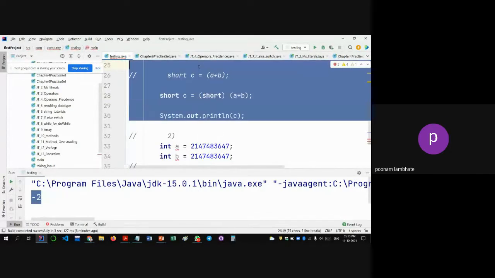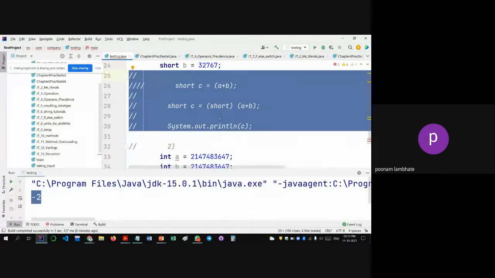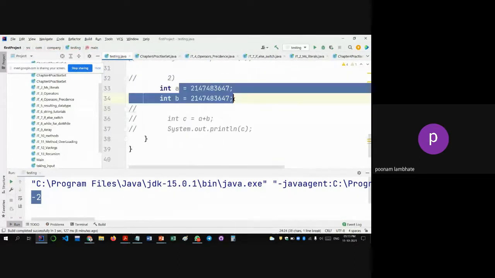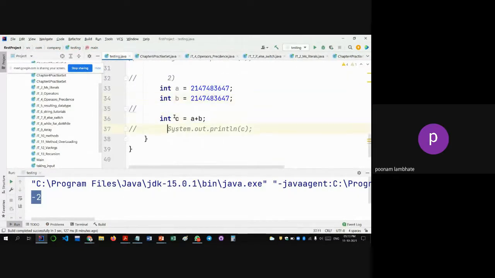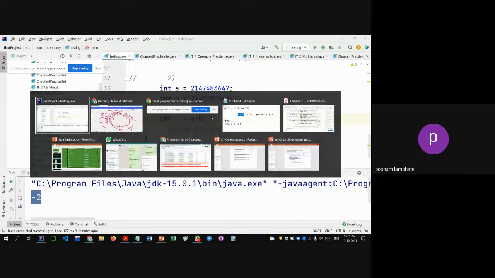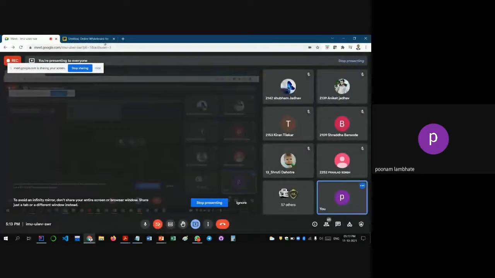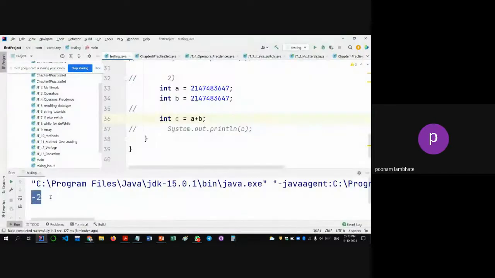Okay, in case of int, see, this is the maximum range for int. If I add a plus b, the range will go beyond the integer range. But you're not getting a red line here. It's not highlighting. So what that means is, either you'll get an error, the red line, or you'll get an undesirable value like -2.